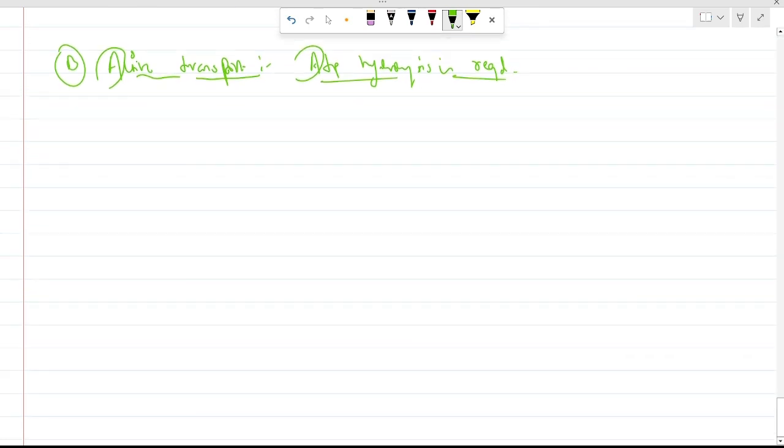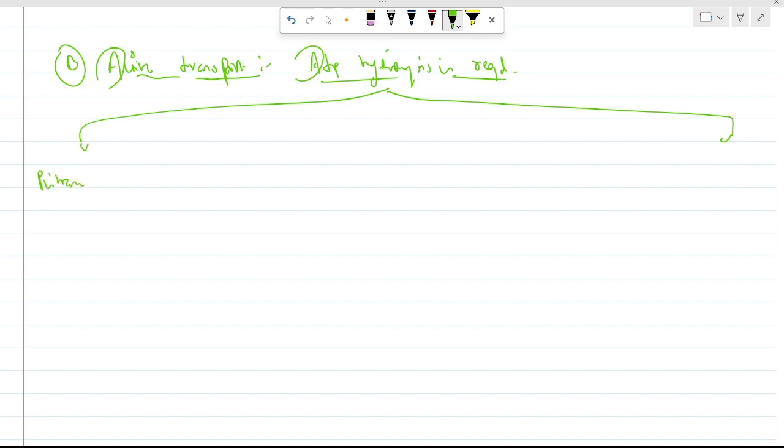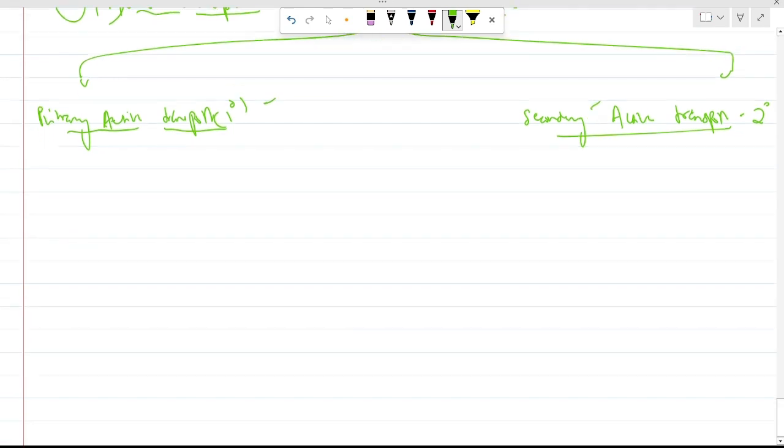On the basis of ATP hydrolysis use, active transport is of two types. First is primary active transport. And obviously the second is secondary active transport. Primary active transport and secondary active transport.